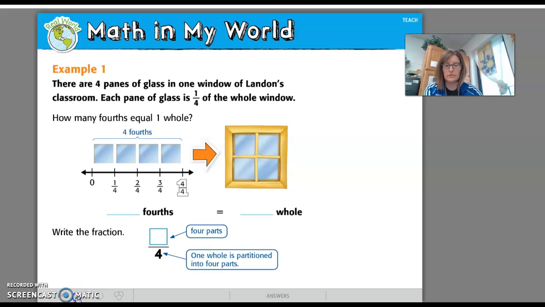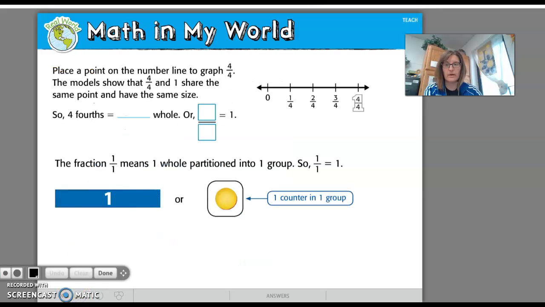And so on the next part, we have a number line. And we're going to place a point on the number line to graph 4/4. The model shows that 4/4 and 1 share the same point and have the same size. So right here, we're going to put a dot on our paper. So 4/4 is 1 whole.